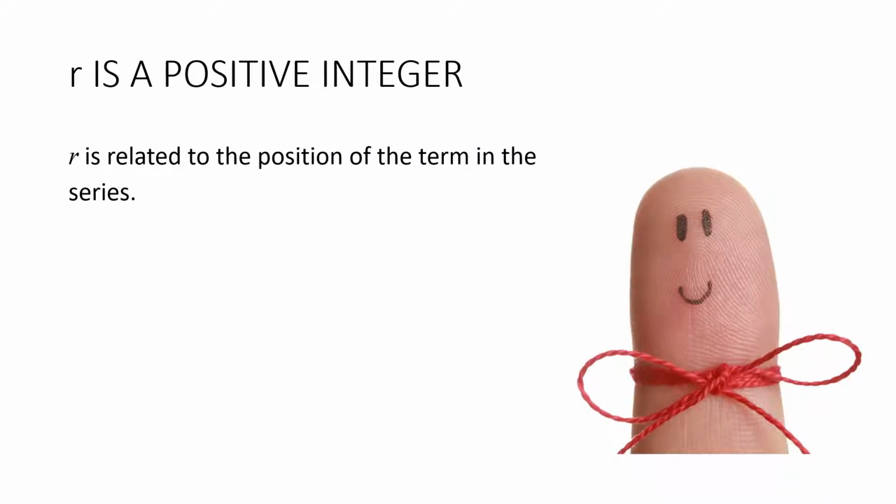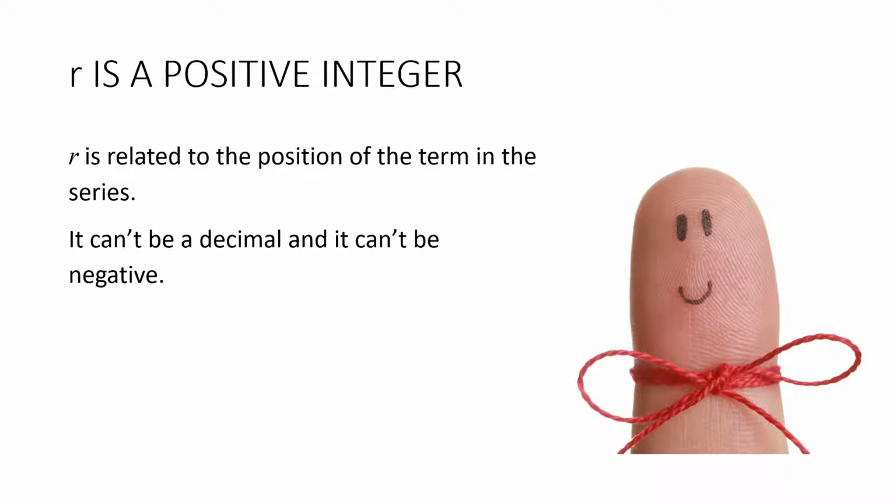Now just a couple of things to remember. r is related to the position of the term in the series. And so as such, it can't be a decimal and it can't be negative. And also it can't be bigger than n.